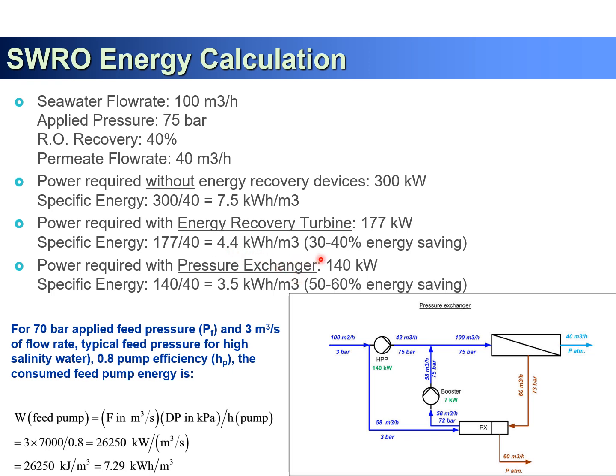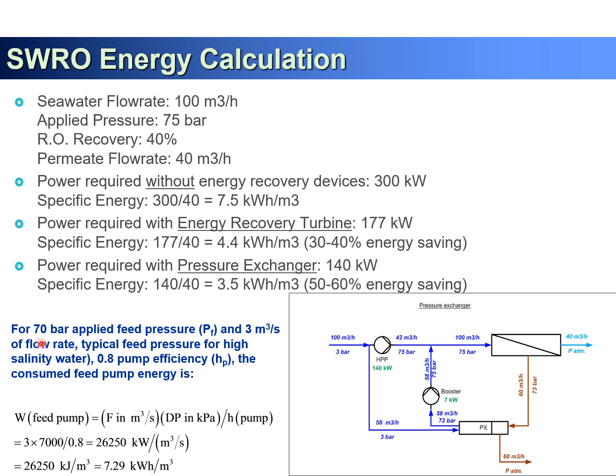So we just say 30 to 40% of energy saving, 50 to 60% of energy saving. So we can calculate around 3.5 kilowatt hour per cubic meter with the pressure exchanger, 4.4 with the energy recovery turbine. So this is basically calculated from the energy metering system using a pilot scale RO membrane. But theoretically, we can also look at some calculation.